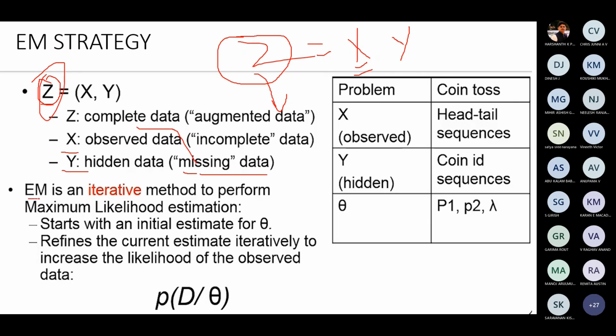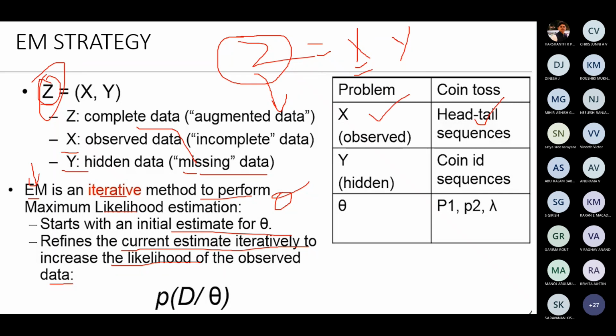Many people use the EM model, the expectation maximization model. It's an iterative method to perform maximum likelihood. It starts with an initial estimate, an initial value, and then you refine the current estimate, trying to increase the likelihood of the observed data.